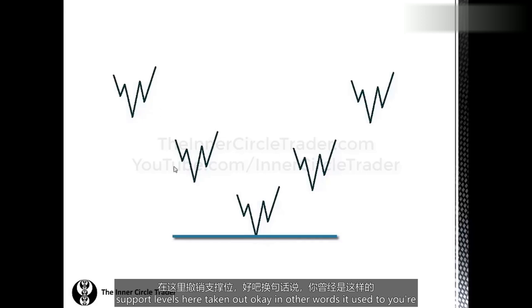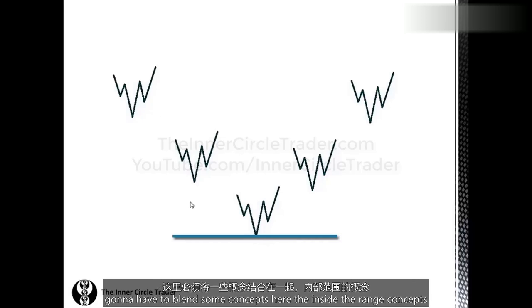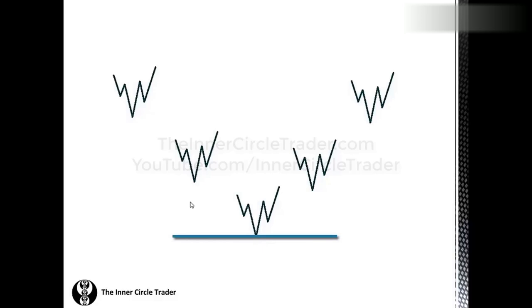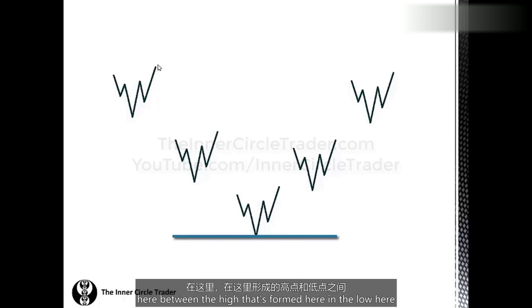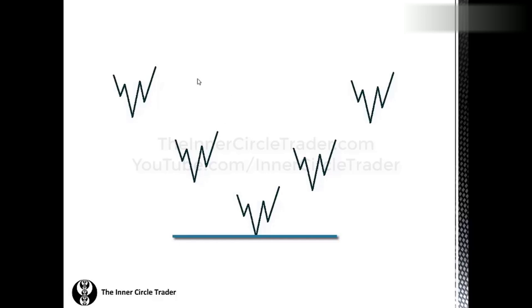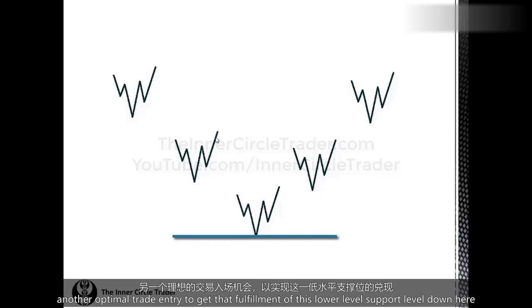Okay, in other words, you're going to have to blend some concepts here. The inside the range concepts, simply looking at lower lows and lower highs. Okay, if we do get a short-term bounce in here between the high that's formed here and the low here, this could be creating another optimal trade entry to get that fulfillment of this lower level support level down here.